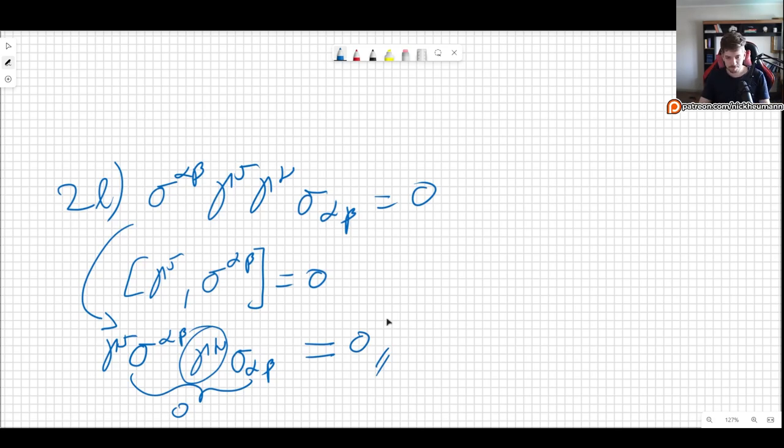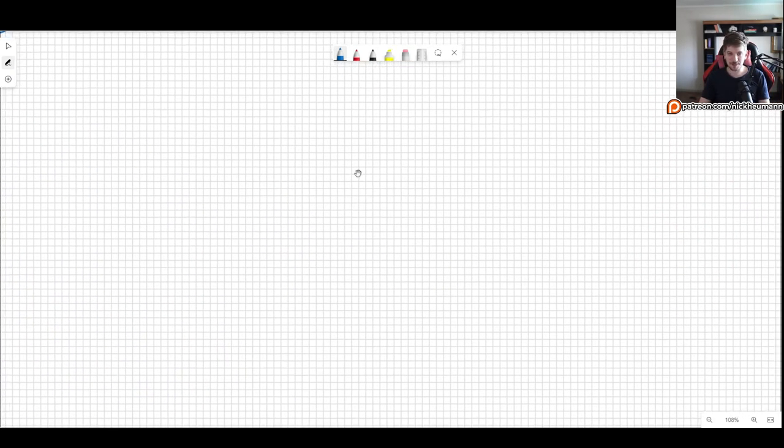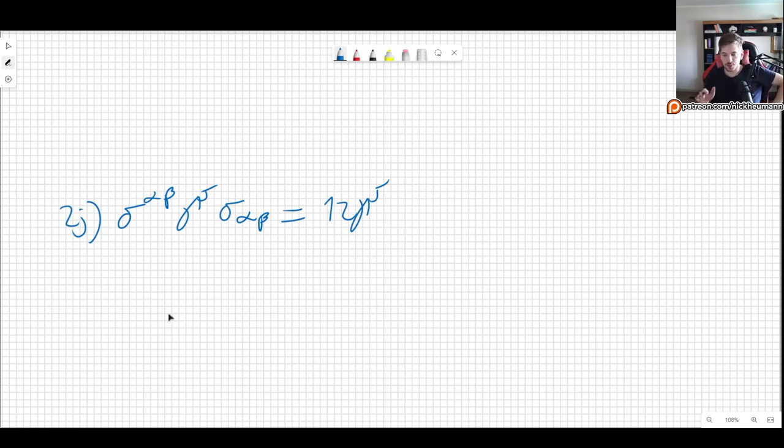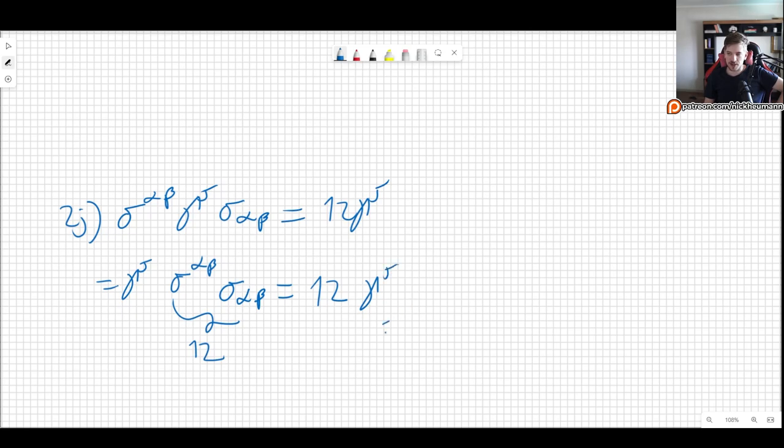Easy peasy. Now we can go for the last part in section 2, which is 2j. This part is sigma alpha beta gamma 5 sigma alpha beta, which is equal to 12 gamma 5. So this is what we now wish to prove. But fortunately for us, this is very easy because we know that gamma 5 and the sigmas commute. So we can write this as gamma 5 times sigma alpha beta times sigma alpha beta. And we know that sigma alpha beta sigma alpha beta is 12, right? We saw this previously in this very video. And so this gives us just 12 gamma 5. So there we go. Super easy, barely an inconvenience.